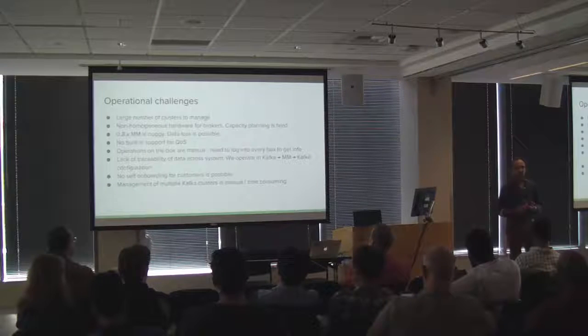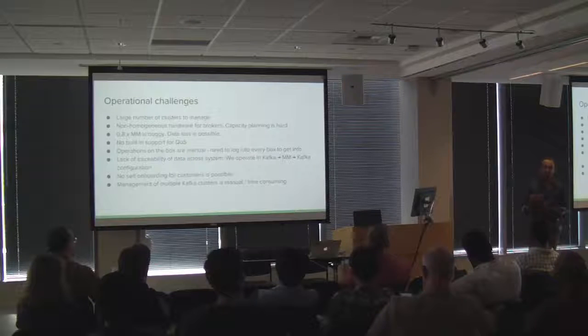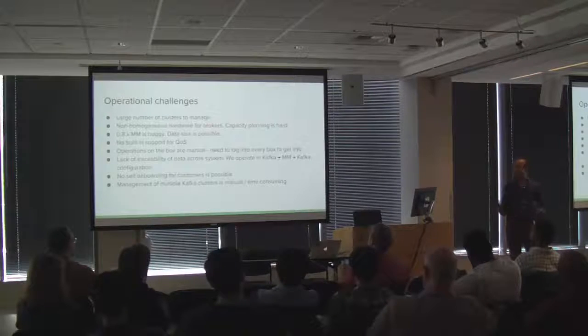No built-in support for QoS, so everything is treated equally. There are things that we can do to make it better. For example, if we are aggregating everything together, we can have dedicated Mirror Makers for certain topics. But ideally we would like something more built into the platform, maybe built ourselves, to support QoS.